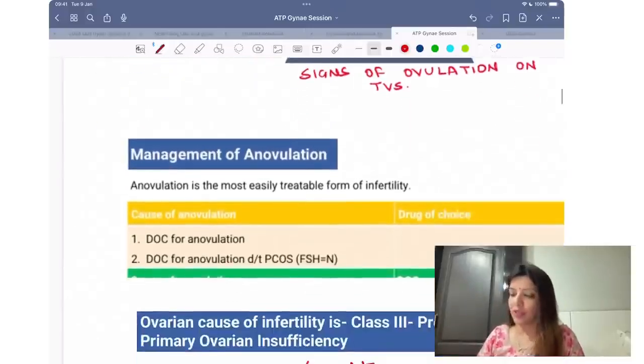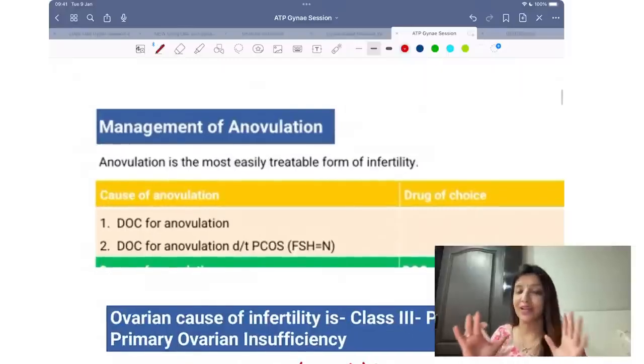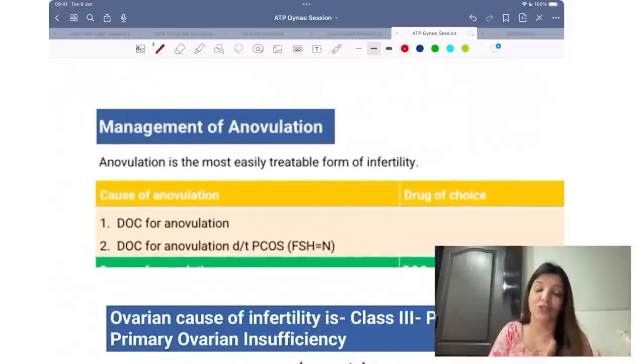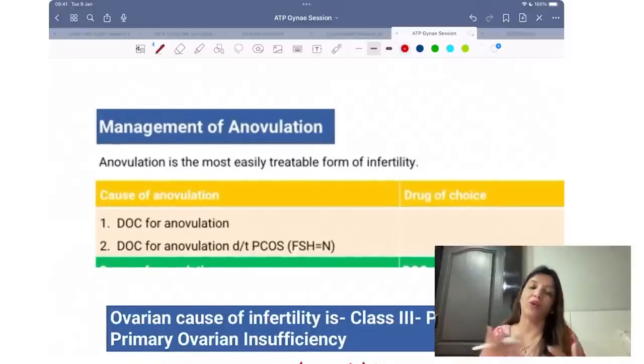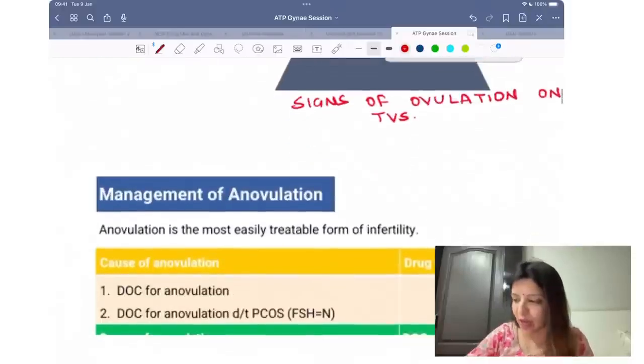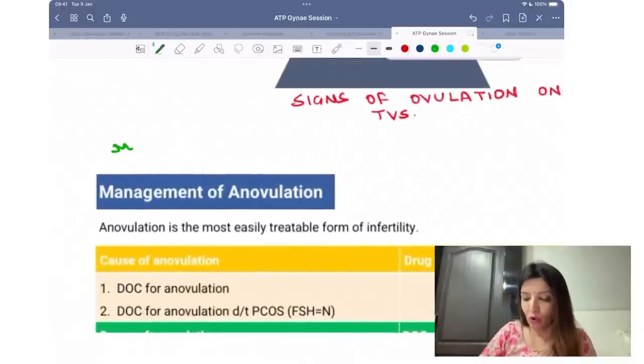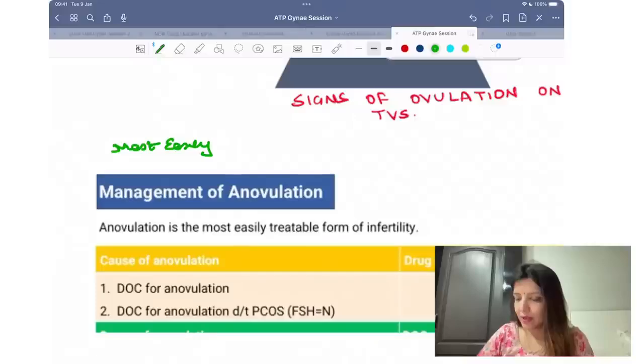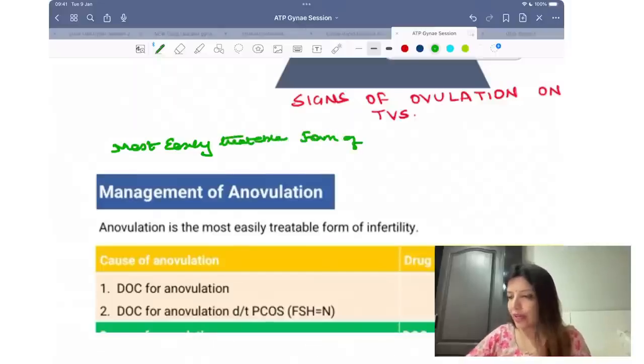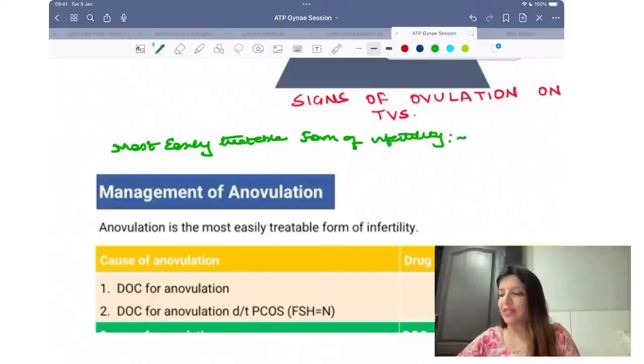Coming to management of anovulation. So once I know whether my patient is not ovulating, now what am I going to do? Please remember, if they ask you the most easily treatable form of infertility. Most easily treatable form of infertility.